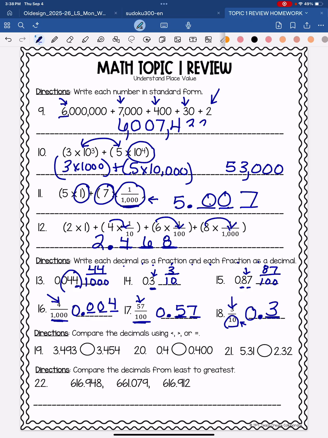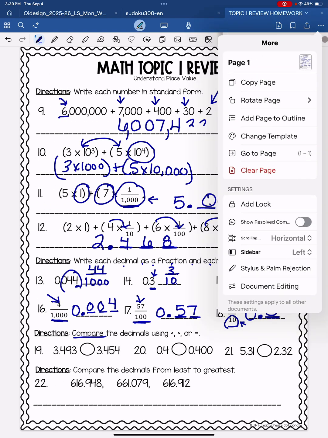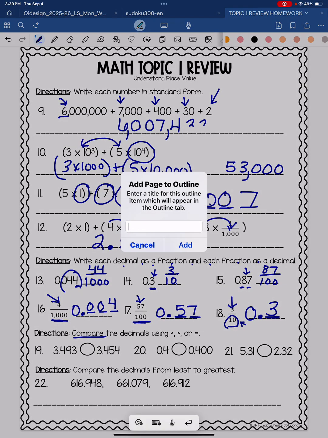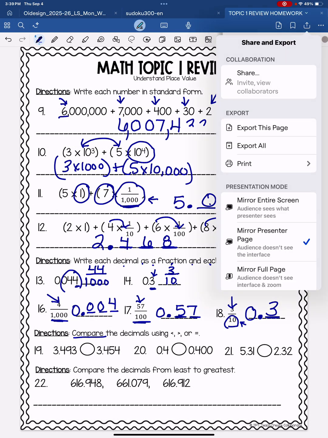Our next section, compare. Compare the decimals using less than, greater than, or equal to. When you're comparing decimals, you compare like place values. So on a separate sheet of paper, let's add a blank page here.